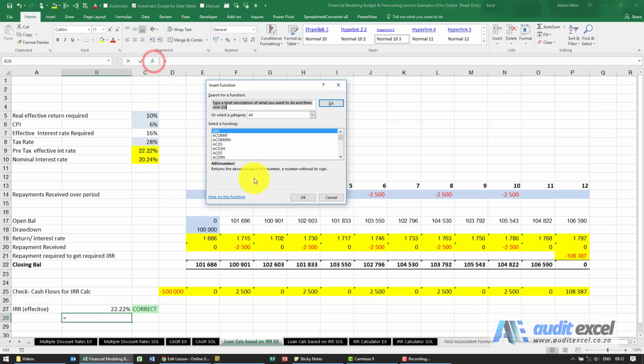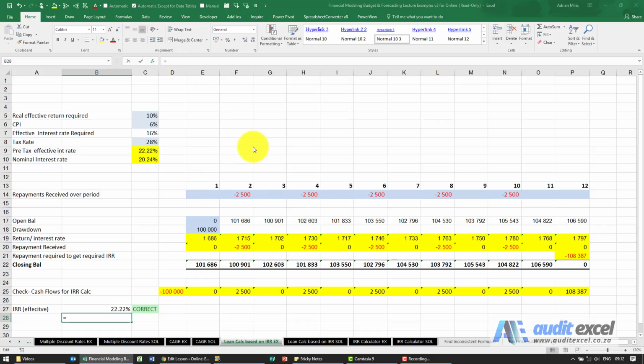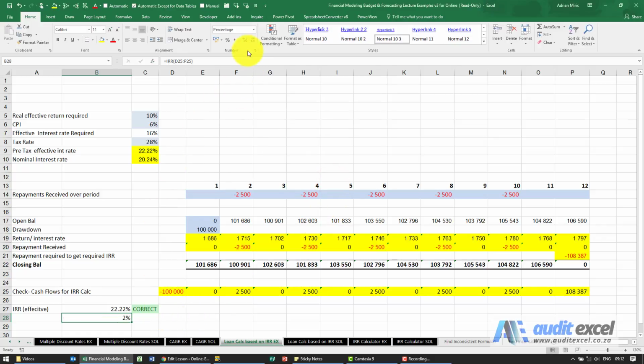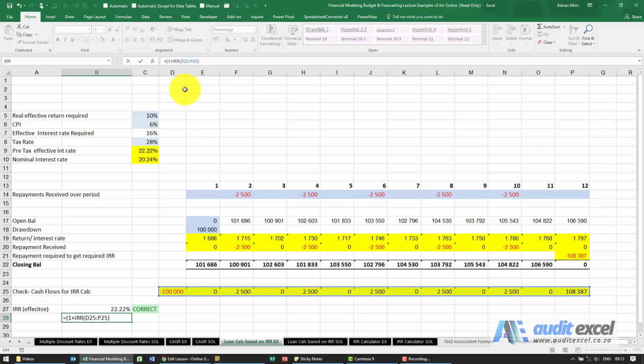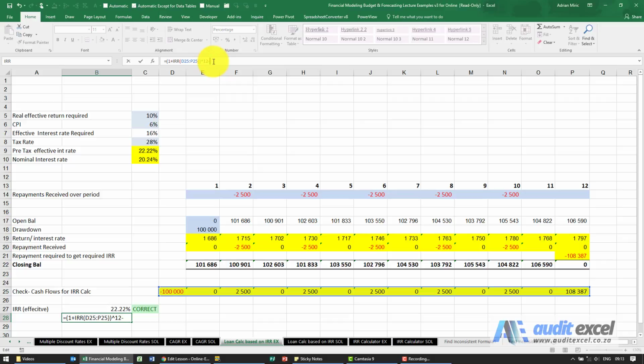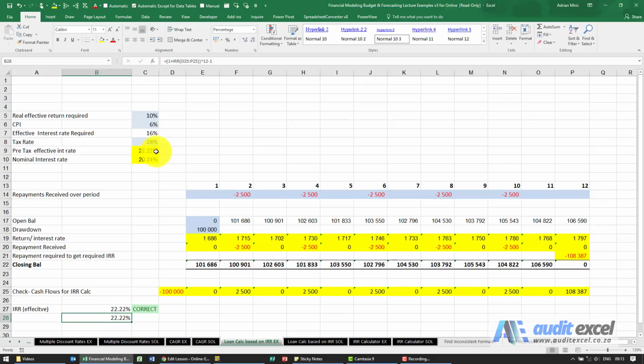If you did a straight IRR, we look at these values, you'll see it effectively gives you 1.69%. Remember, that's 1.69% per period. This is monthly. So we have to make it effective. The way we do that, we can go 1 plus whatever that cell is to the power of 12, and we subtract the 1, and it then gives us 22.22%.